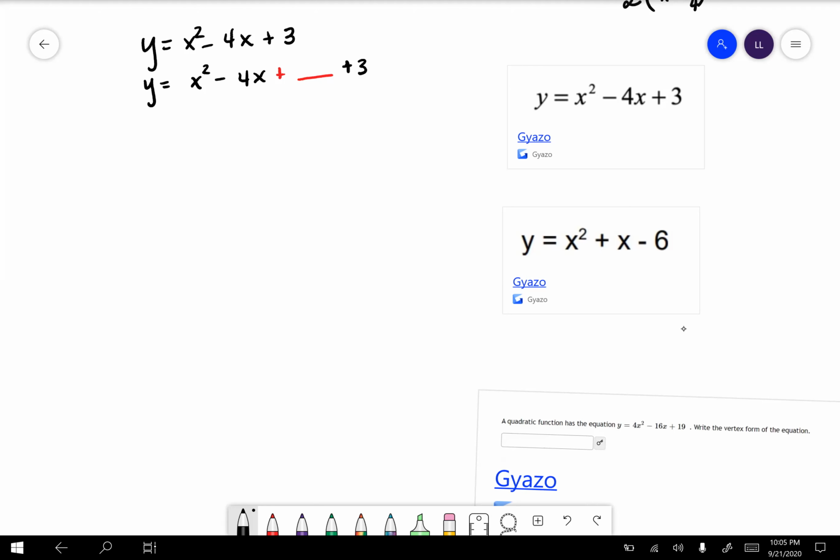And because I'm on the same side of the equal sign, here's what I'm going to do. If I added it, I'm going to subtract it to balance the equation. All right? So we do add and subtract to balance the equation.